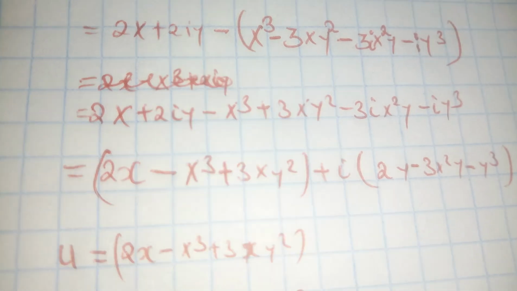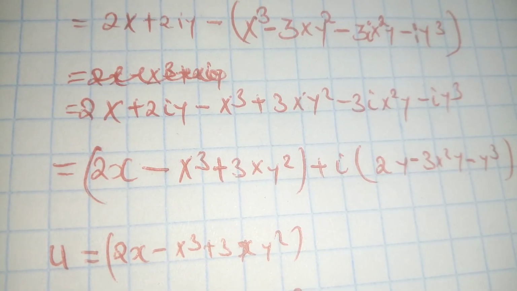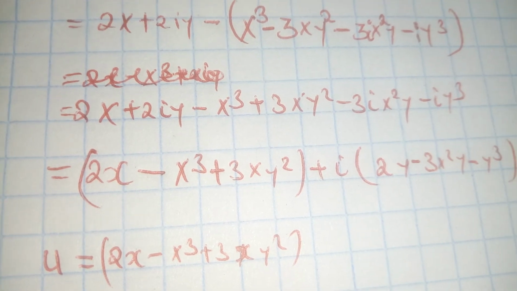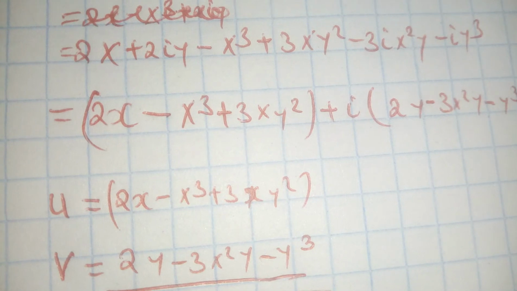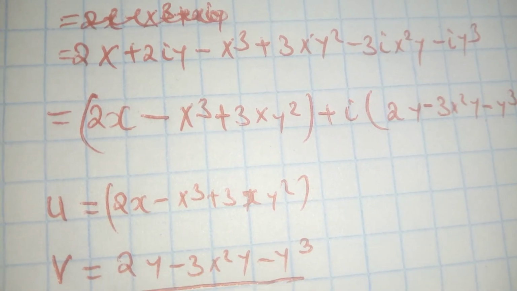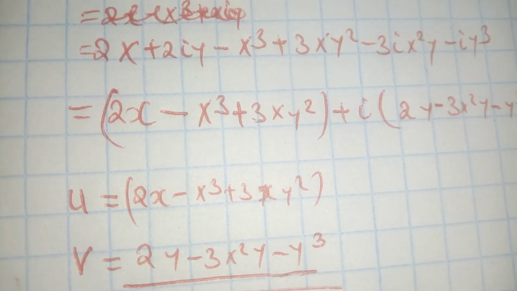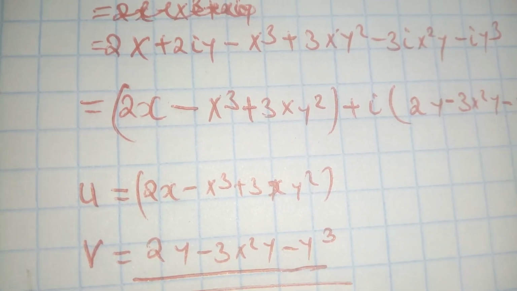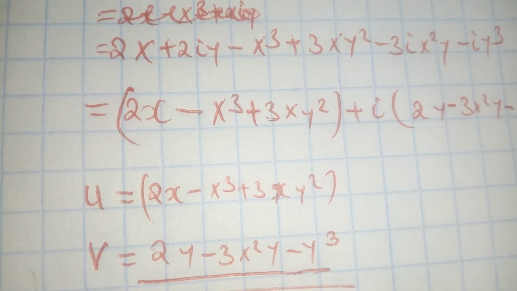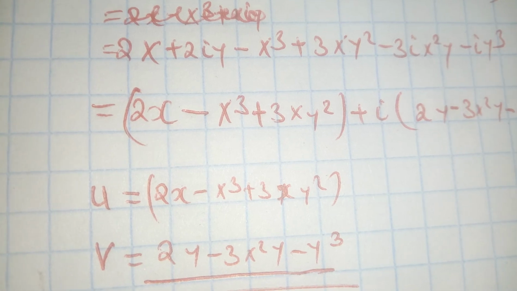And because this is in the form of u plus iv, we'll have our u to be equal to 2x minus x cubed plus 3xy squared, and v to be equal to 2y minus 3x squared y minus y cubed. We were solving for the harmonic conjugate of u, I mean, which is v, and we have already got the answer.